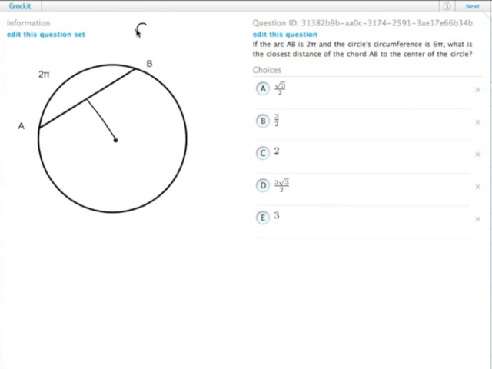So remember that the circumference of a circle equals 2 times pi times the radius. So if 6 pi equals 2 times pi times the radius, we can figure out from there that r equals 3. So the radius of the circle is 3. We can draw lines from the center of the circle to any point on the circle and have it equal the radius.